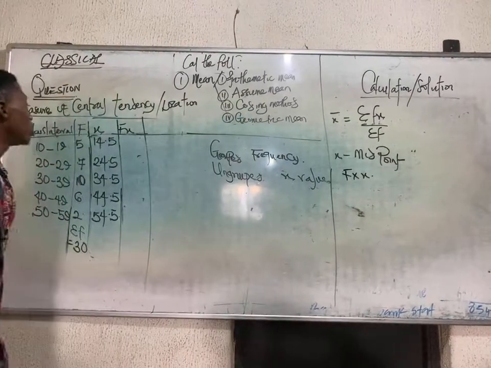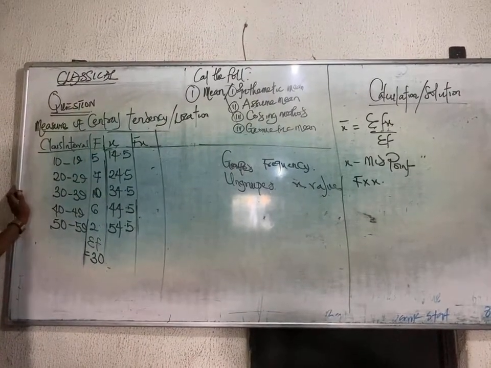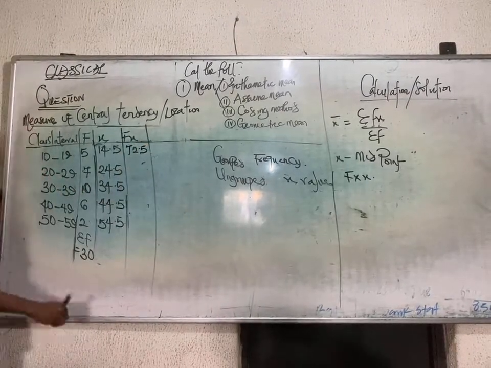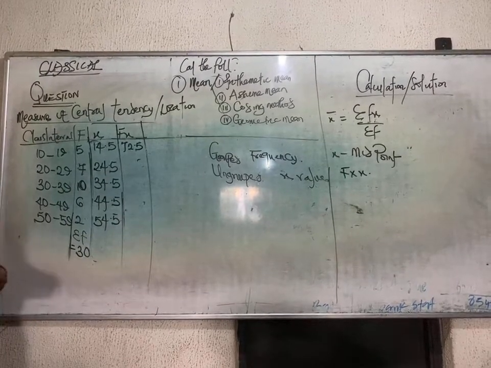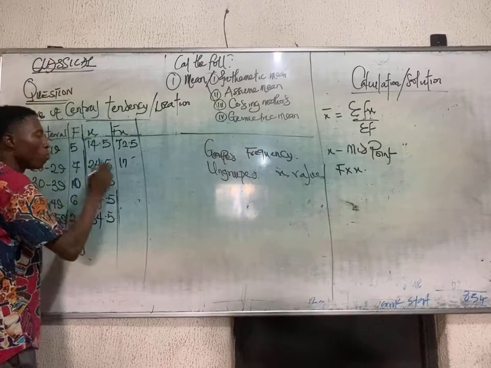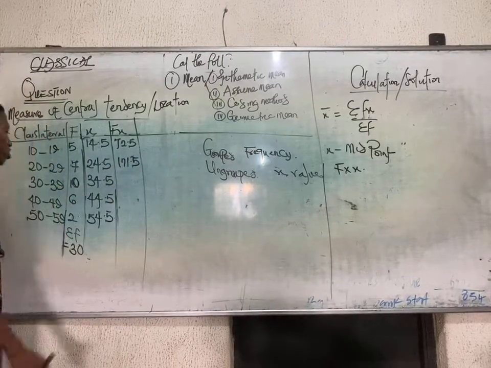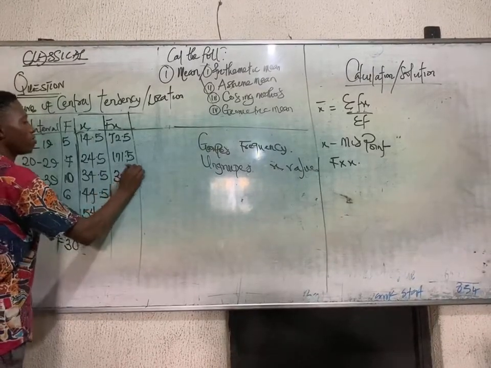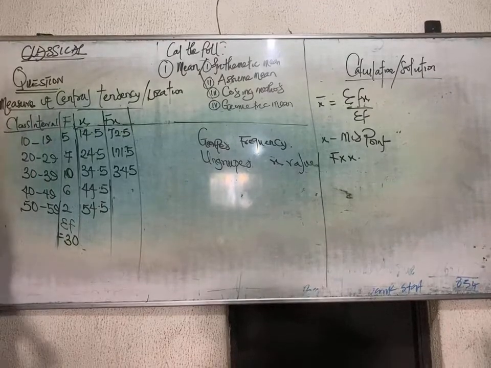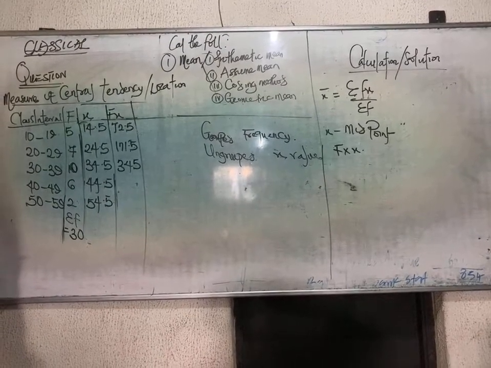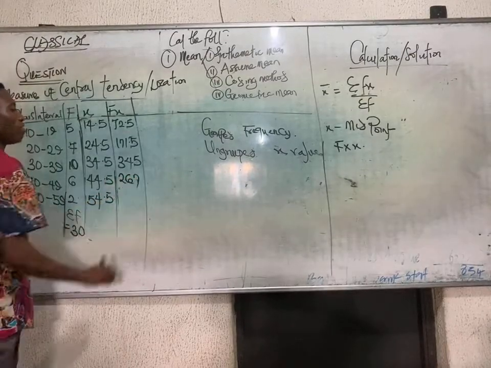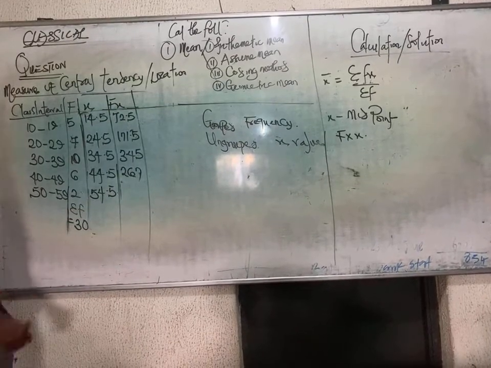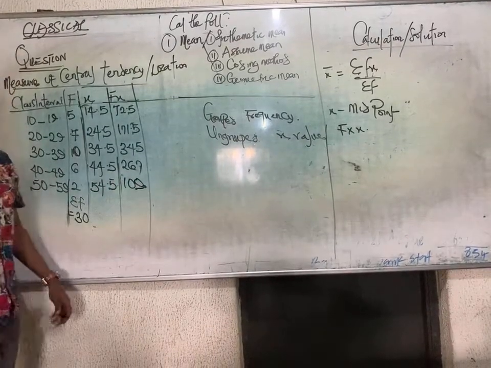So let's solve for that. 5 times 14.5 gave us 72.5. 7 times 24.5 gave us 171.5. 10 times 34.5 gave us 345. The next one, 6 times 44.5 gave us 267. And the last one, 2 times 54.5 gave us 109. We are good to go.